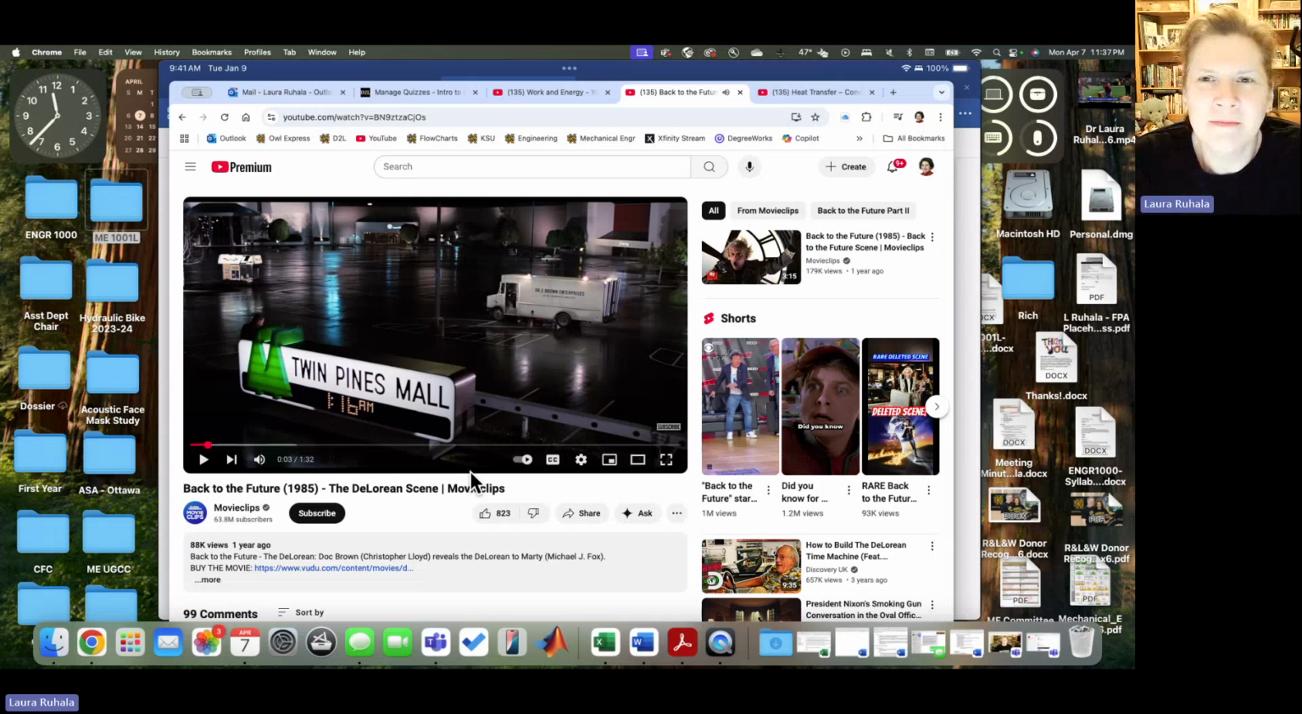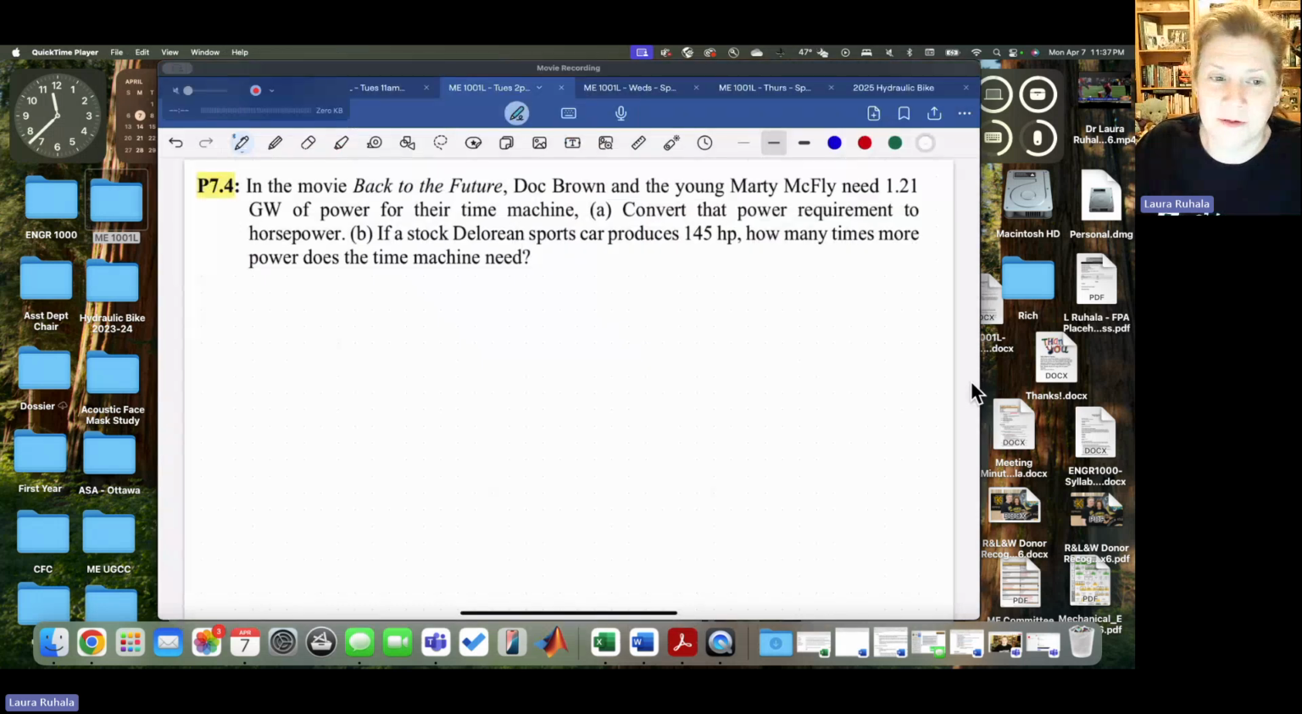So the question is, why did Doc Brown freak out so much in 1955? Why did he freak out so much when he heard 1.21 gigawatts of power? It's because a gigawatt is a lot of power.